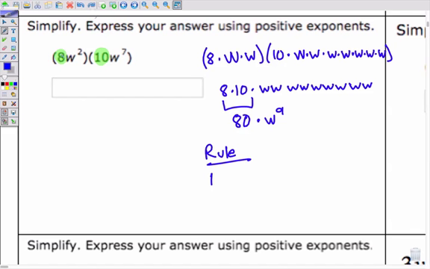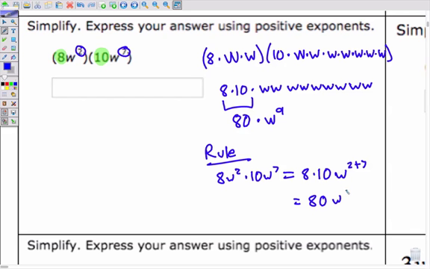Those are not exponents. Those are coefficients. You add the exponents, but you still multiply the coefficients. So 8w squared times 10w to the 7th would be 8 times 10 w, and then 2 plus 7. That's where you add with the exponents, not with the 8 and the 10. What that gives me is 8 times 10 is 80, 2 plus 7 is 9.